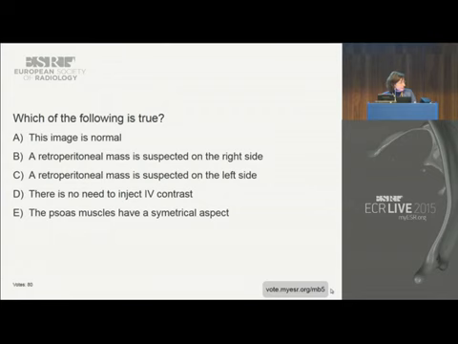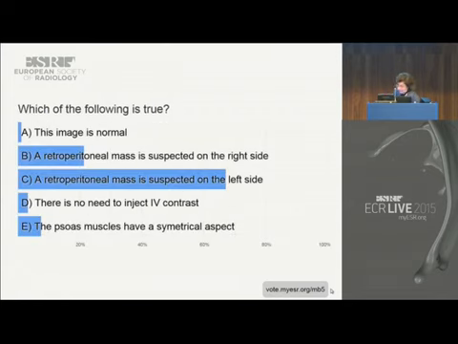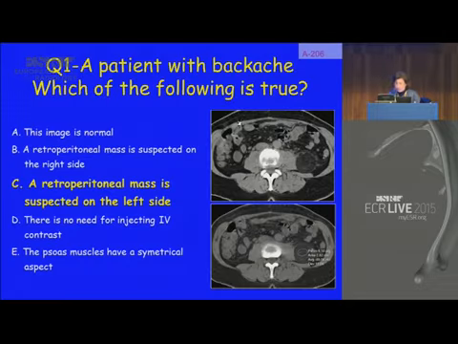So may we have the results, please? So that's true. That's the correct answer. That was a retroperitoneal mass on the left side, which proved to be a retroperitoneal liposarcoma. It slightly compressed the left psoas muscle, and so the psoas muscles had an asymmetrical aspect. And there was a need to inject IV contrast to better characterize the solid component of the mass.